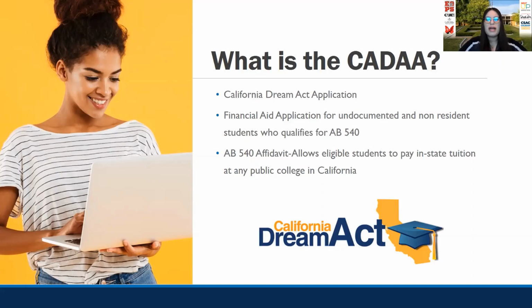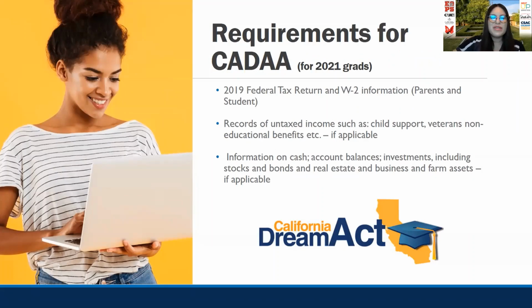Students that are eligible to apply for the California Dream Act can only qualify for state aid. So this includes scholarships, university grants, community college waivers, and Cal Grant. The requirements for the CADA application are very similar to those of the FAFSA application. We're going to start off with the 2019 federal tax return and W-2 information. This is going to be for both students and parents. Records of untaxed income such as child support, veterans, non-educational benefits if applicable, and information on cash, account balances, investments. This includes stocks and bonds, real estate and businesses, as well as farm assets.